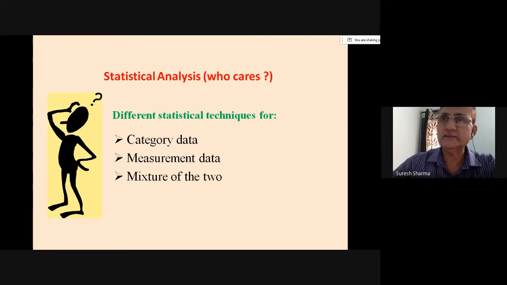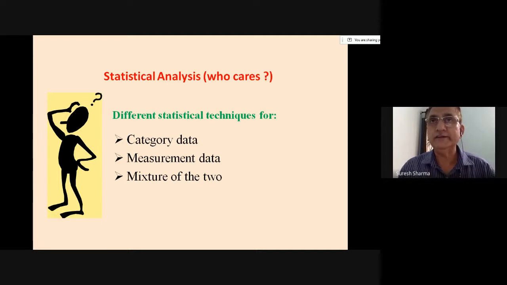Then statistical techniques are going to be different. And sometimes we deal only with the measurement kind of data, like anthropometric parameters: height, weight, blood pressure, cholesterol, skin fold thickness, chest measurement. So all this is measurement kind of data. Then statistical techniques will be different.